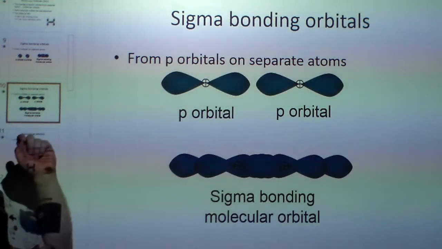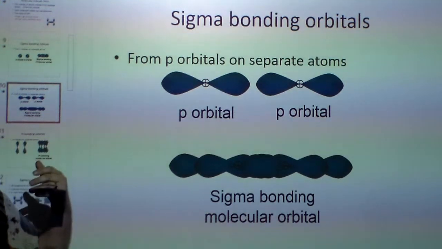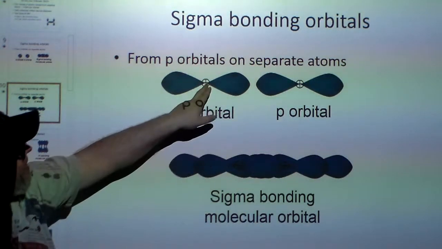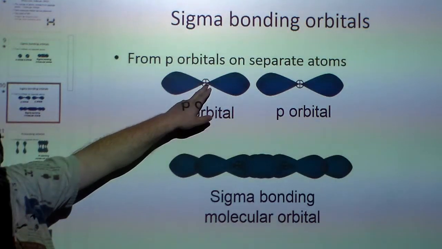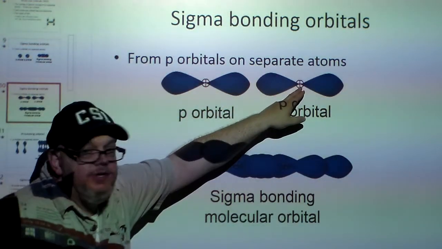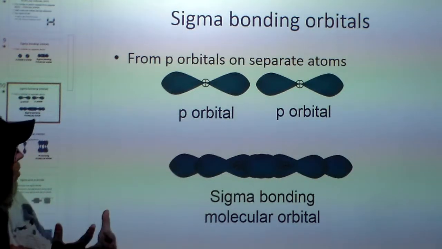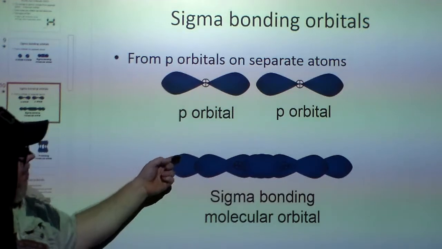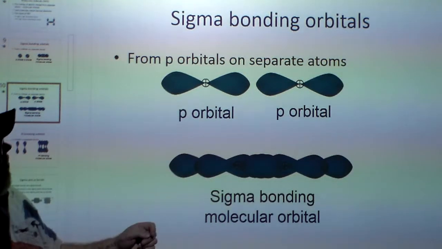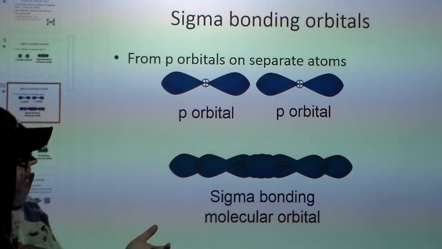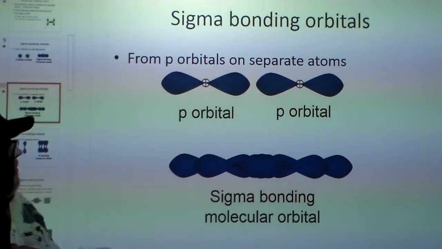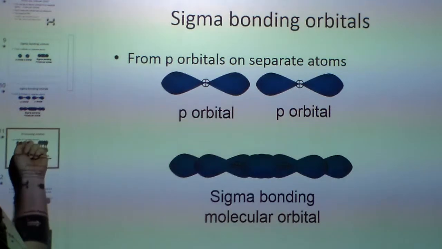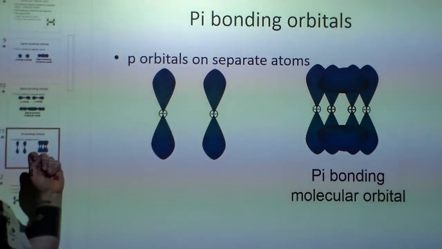So, what would that look like for sigma bonding orbitals? If we were taking p orbitals on separate atoms, where this is atom number 1, there's the nucleus of atom number 1, there's the nucleus of atom number 2, and if you were to combine them, you end up having a sigma bonding molecular orbital. That's the general idea, okay, that there is a blending, there is a hybridizing that's there. So that's the sigma. Now, what about pi bonding orbitals?